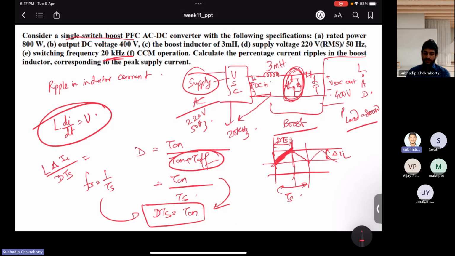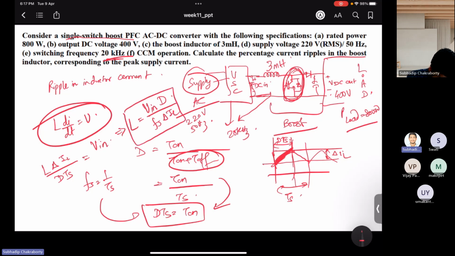Or else we can also do it with the switch off state, right? But we can write this. So this inductor value is nothing but V in into duty divided by Fs into delta IL, because this follows from this. This is agreed, right? This is given, right? 400 volt is the output DC voltage. And this is the output DC voltage, and the input DC voltage we need to determine.